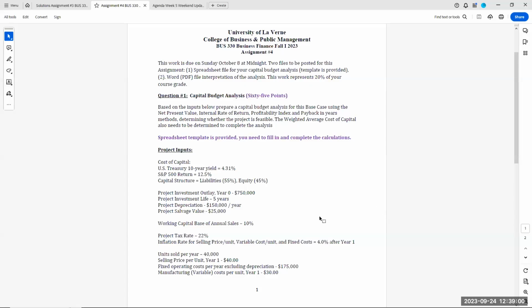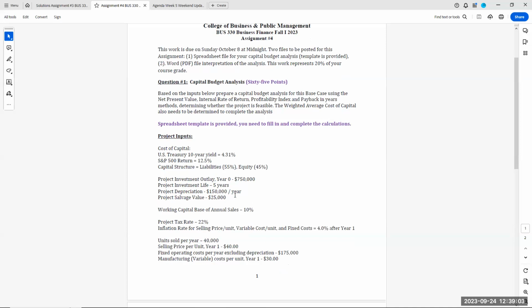So what we just saw was the template to do question number 1. Here are the inputs to determine the cost of capital. Here are the variables to determine the capital budget analysis. You are to interpret these and put them into the spreadsheet. Not like the practice one we did this week where I had those all set up for you. You have to determine that, but that's why we did the practice, so you could get used to that.